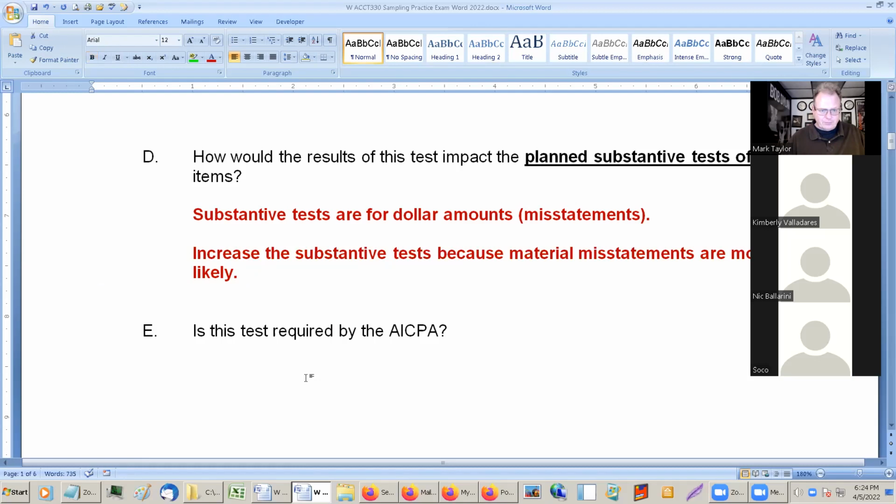Okay. Is this test required by the AICPA? No. It is only required. Let me write this differently.